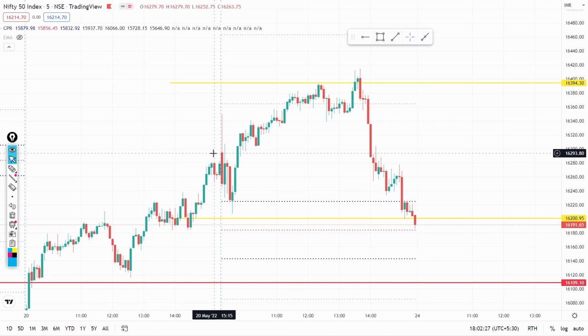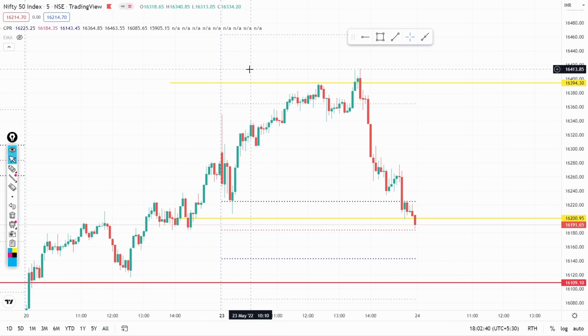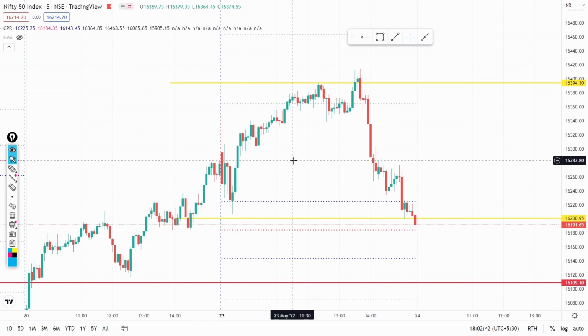So the market opened at 16,293 and went high until 16,413, and the market closed at 16,191. So these are the support and these are the resistance lines. The support was at 16,200 and the resistance was at 16,394.